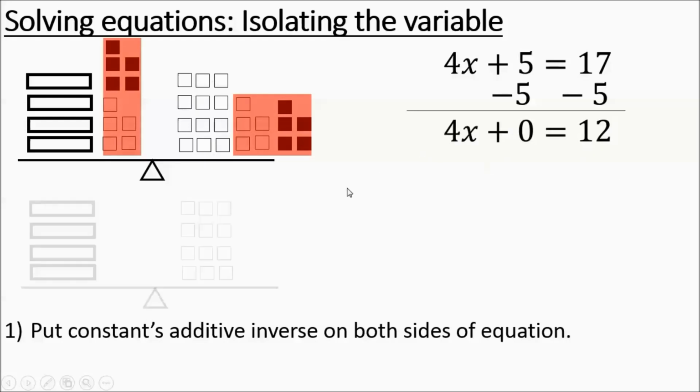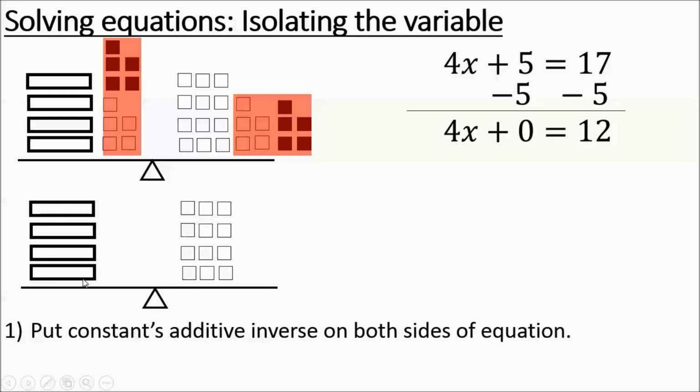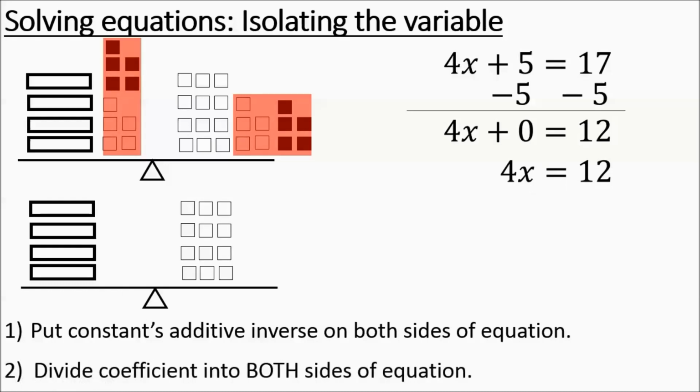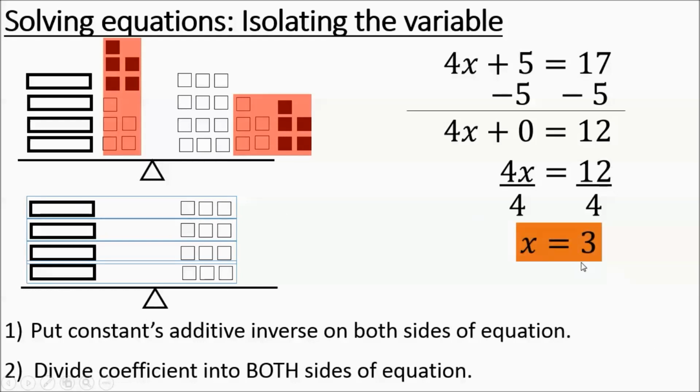So I'm going to go ahead and rewrite this because we have 4 x's and now we have 12 left. I'm going to go ahead and rewrite it over here as well. The next step is to get rid of the coefficient by dividing the coefficient into both sides. We're going to divide by 4. If I put these into groups of 4, that means I'll have 3 items for each x. So x is 3. And we're done with that one. We're going to keep moving on.